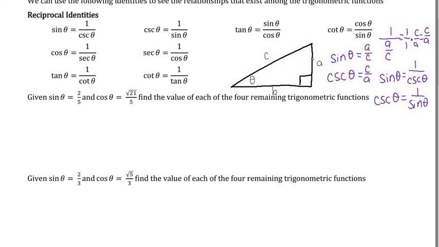Okay, so we want to look at these examples using our reciprocal identities to find our other trigonometric functions. We have sine theta equals 2/5, cosine theta equals square root 21 over 5. Now, we know that tangent theta is equal to sine theta over cosine theta. Let me see, I don't have a lot of room. I want to show that. All right, we'll do it up here.